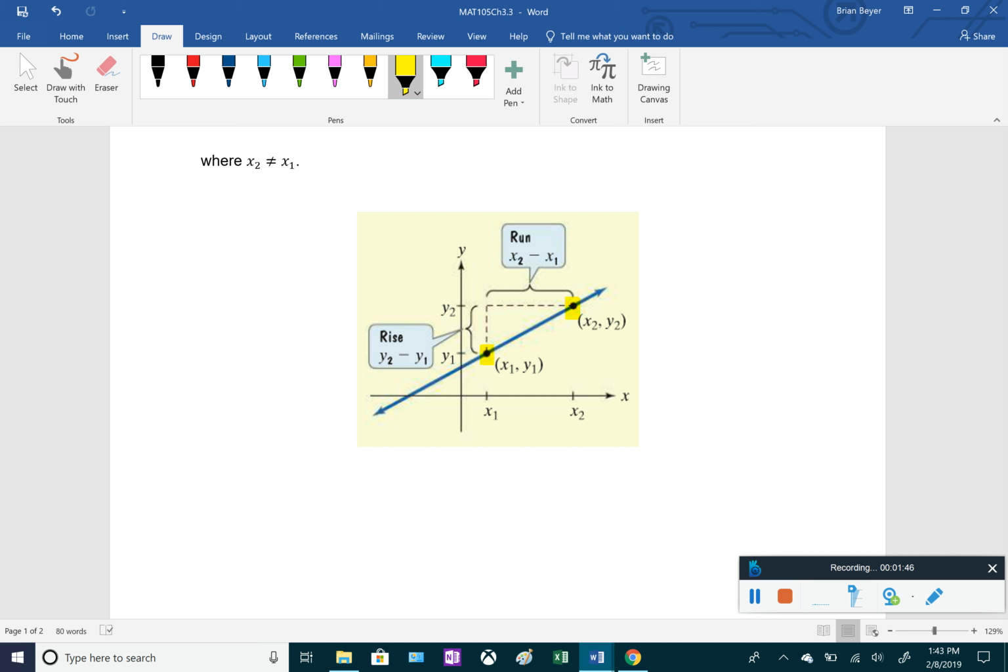Obviously, the larger the positive number, the more steep it's going to be. And the more negative a negative number, the more steep it's going to be decreasing.